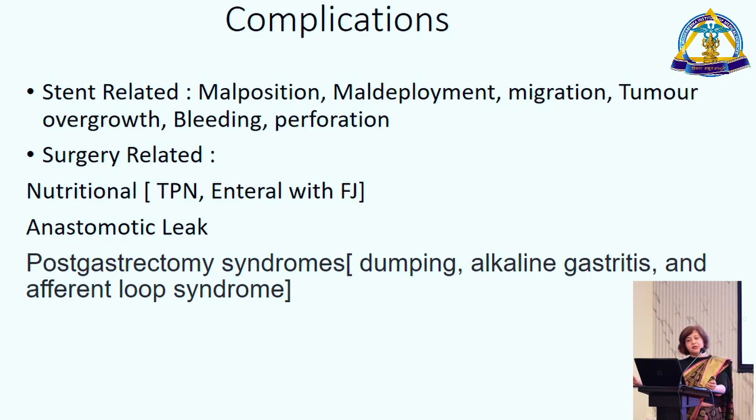Surgery-related complications can be nutritional, whether because of an anastomotic leak during surgery or due to the disease itself. And then post-gastrectomy syndromes like dumping, alkaline gastritis, and afferent loop syndrome. So what is afferent loop syndrome? Whenever we do a bypass, we need to have an appropriate length of the afferent loop.